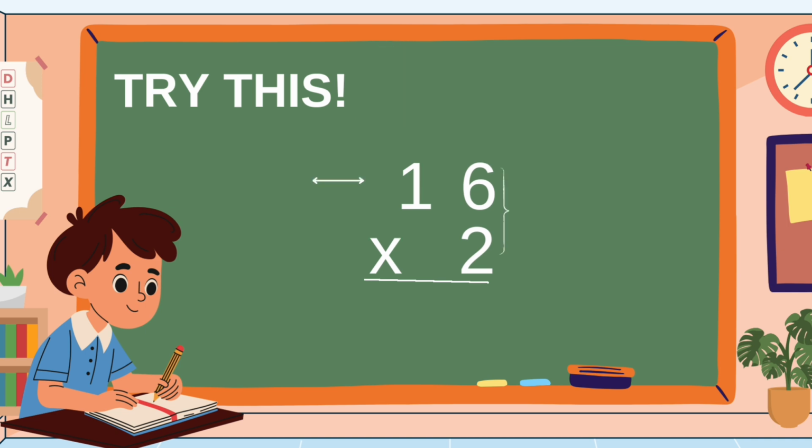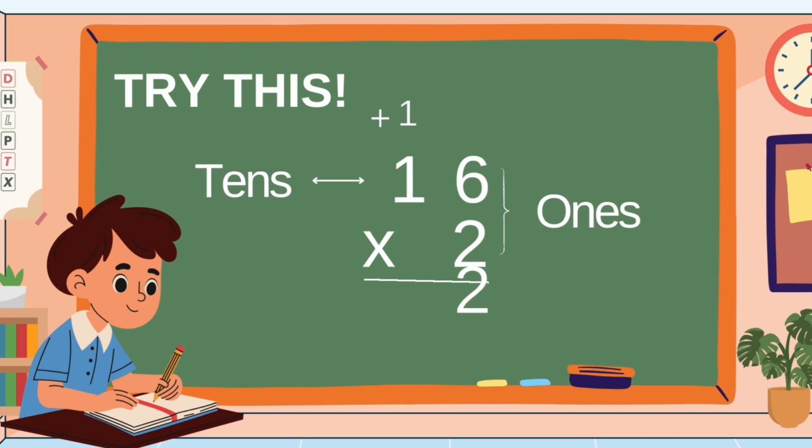Alright, time's up. Let's answer this one. 16 times 2 equals, the ones are 6 and 2, while the tens is 1. Let's multiply the ones first. 6 times 2 equals 12. Since 12 has 2 digits, we have to carry the tens digit in 12, which is the 1. We will put the 2 underneath the ones, while the 1 is put over the tens.